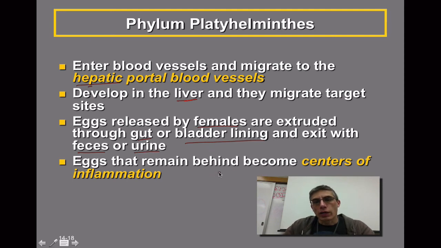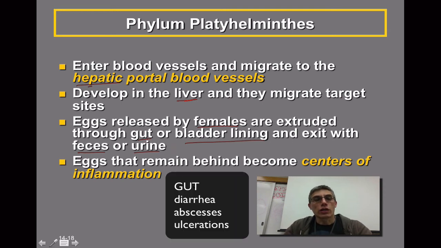Now the eggs that remain behind become what we call the centers of inflammation. If you have eggs that remain in the gut, then you're talking about symptoms such as diarrhea. You could be looking at maybe abscesses found within the gut region. You could even be looking at ulcerations within the gut region.